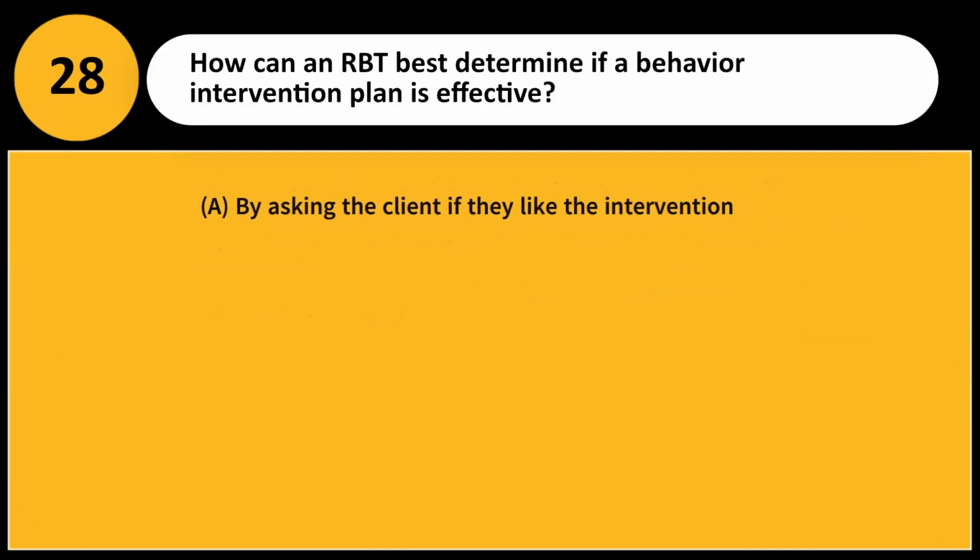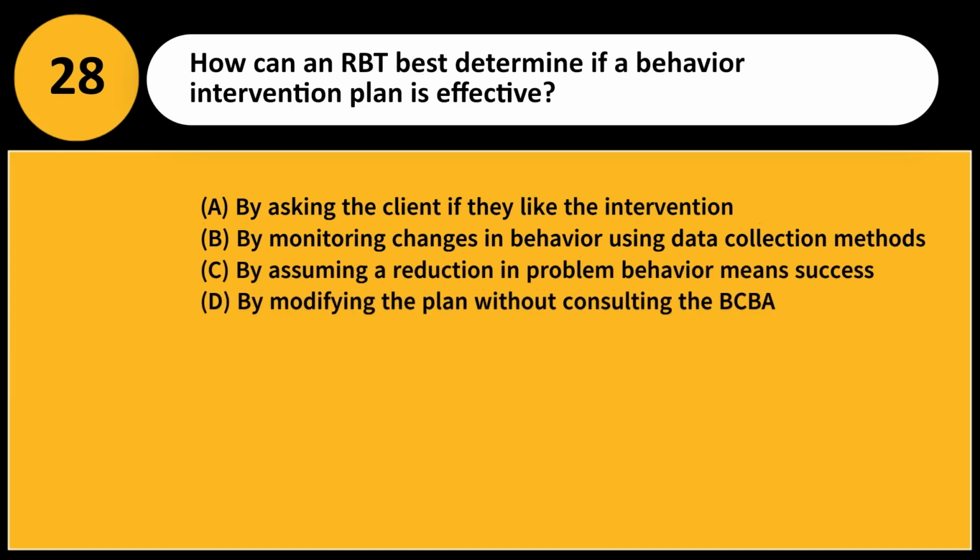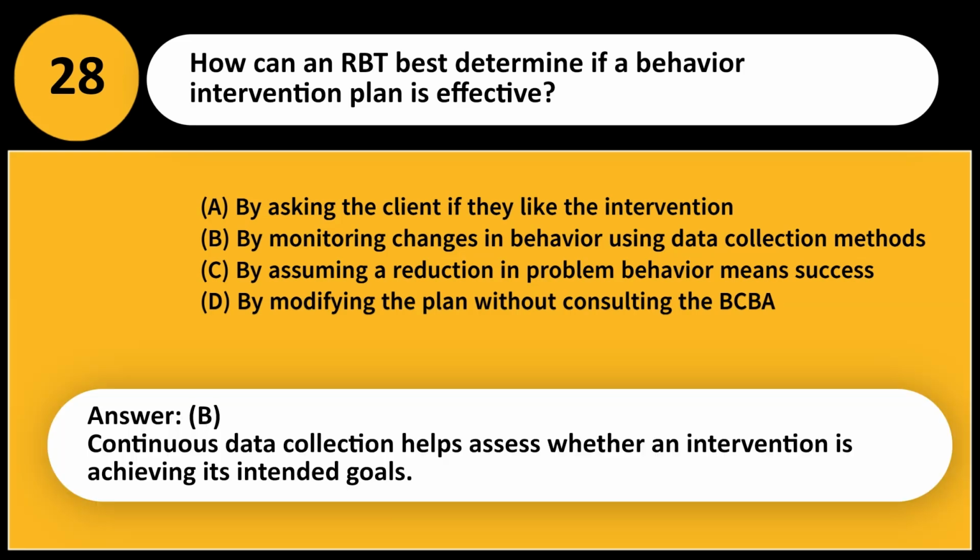How can an RBT best determine if a behavior intervention plan is effective? A. By asking the client if they like the intervention. B. By monitoring changes in behavior using data collection methods. C. By assuming a reduction in problem behavior means success. D. By modifying the plan without consulting the BCBA. Answer: B. Continuous data collection helps assess whether an intervention is achieving its intended goals.